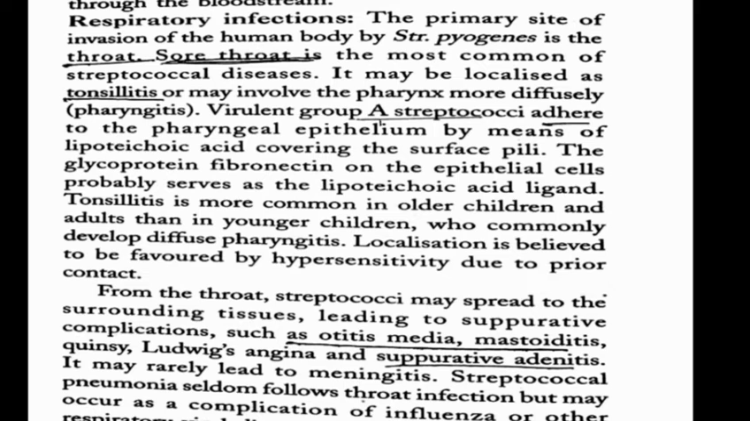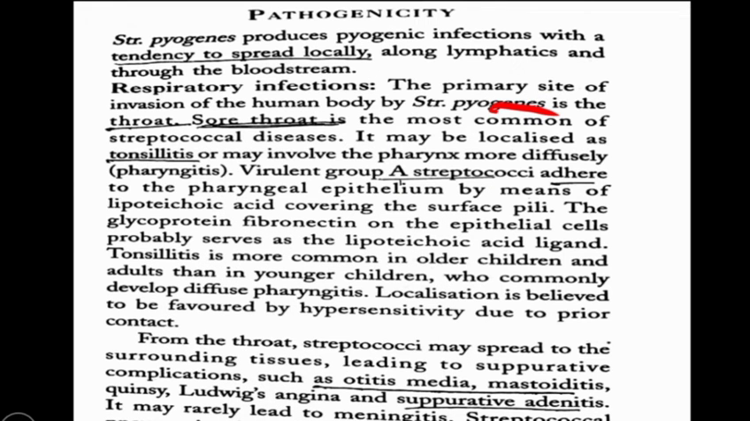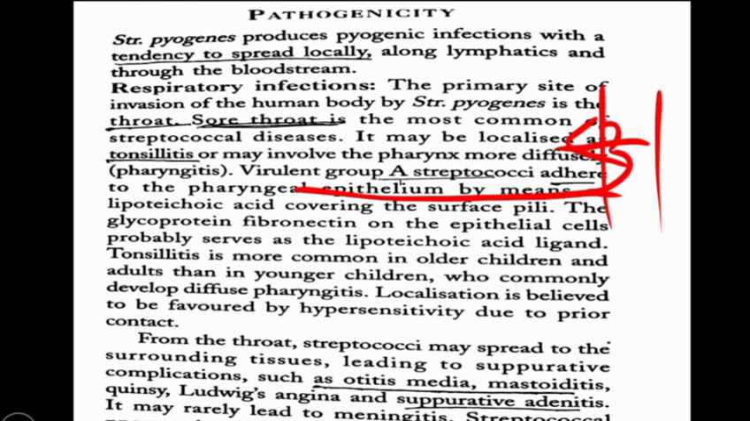Now, what is the pathogenicity of Streptococcus pyogenes? Streptococcus pyogenes is the important streptococcus which always causes respiratory infection. So its primary site is the throat. That's why sore throat is the most common, with tonsillitis and pharyngitis. Virulent group A streptococci adhere to the pharyngeal epithelium. When they adhere, they enter by means of pili, and the glycoprotein fibronectin on the epithelial cells probably serves as a ligand. So through this ligand, the streptococci invade the epithelium of the tonsil or throat.